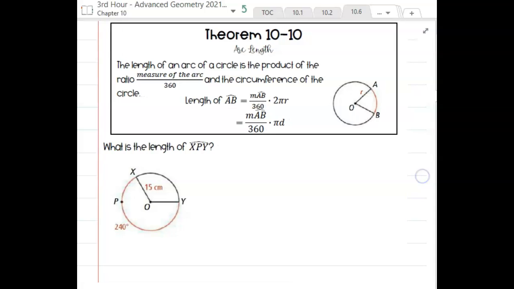Okay, so like I said, I think the formula sounds a little more complicated than that, but that's all it is. It's finding the circumference. You can either do 2 pi r or you can do pi times diameter. And then the measure of arc AB over 360. That's the part over the whole multiplied by the circumference. That's all we're doing here.